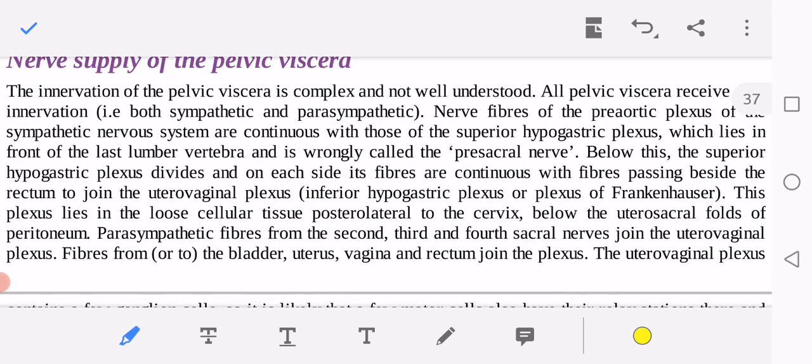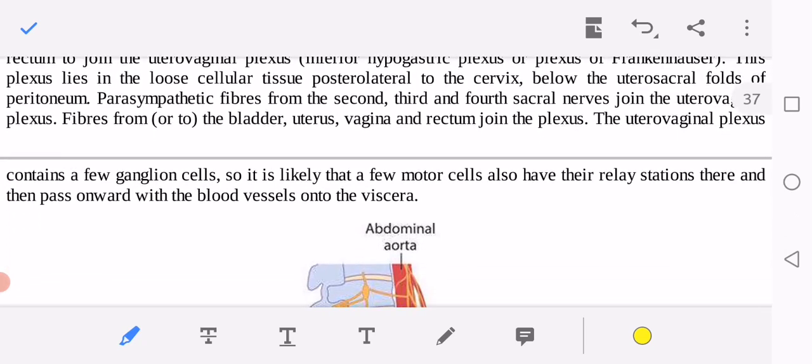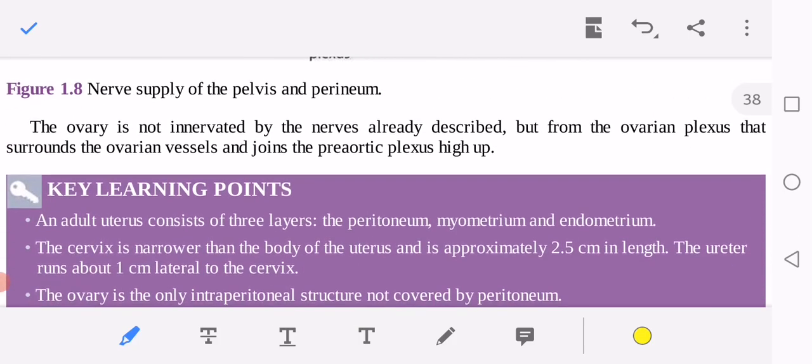Parasympathetic fibers from the second, third and fourth sacral nerves join the uterovaginal plexus, and fibers from or to the bladder, uterus, vagina or rectum join the plexus. The uterovaginal plexus contains a few ganglion cells, so it is likely that a few motor cells also have their relay station there and then pass onward with the blood supply to the viscera. Okay, the ovary is not innervated by these nerves, as already described, but from the ovarian plexus that surrounds the ovarian vessels and joins the pre-aortic plexus high up.